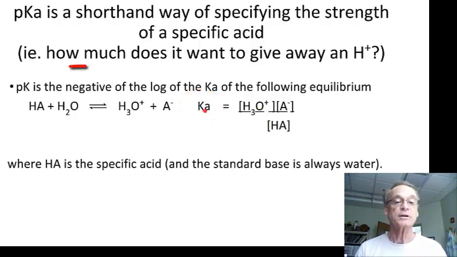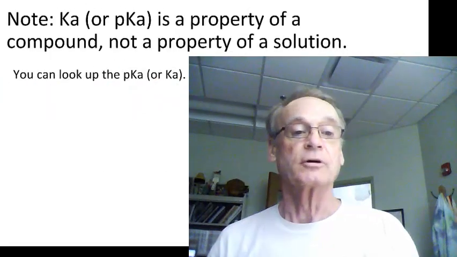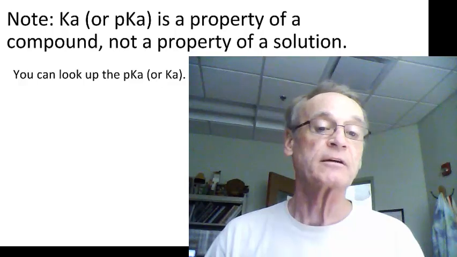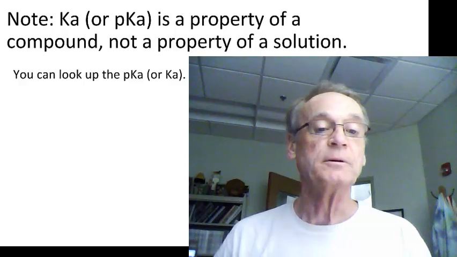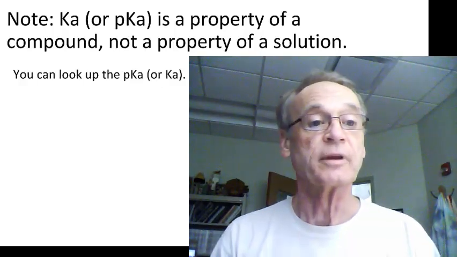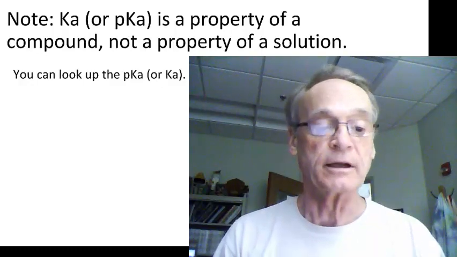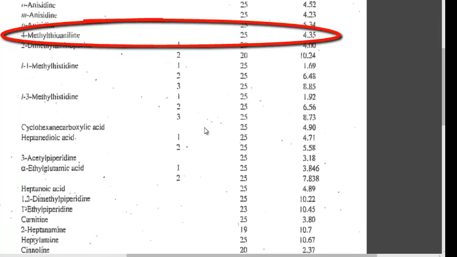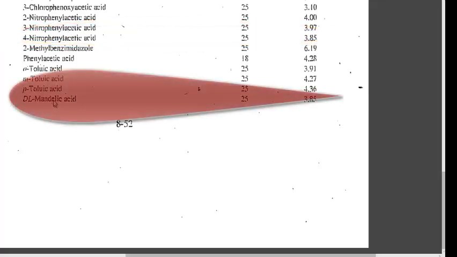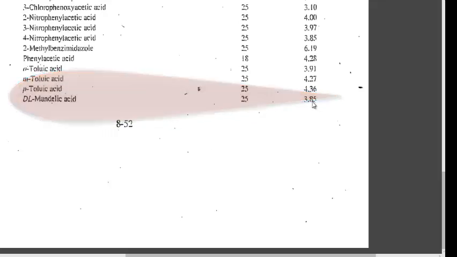Then to get the pKa, we would take the negative of the log of that number. So again, just to be clear, the Ka, or the pKa for that matter, is the property of a compound, not the property of a solution. Like I said, we can look up the pKa or the Ka. So let's do that now. I have a table that I downloaded. For the acid called 2,5-dimethylpyridine, the pKa is 6.40. Let's go all the way down here to mandelic acid. Again, that's what this acid is. And notice that it has a pKa of 3.85. Again, all I'm doing here is emphasizing the fact that a specific acid will have a specific pKa.